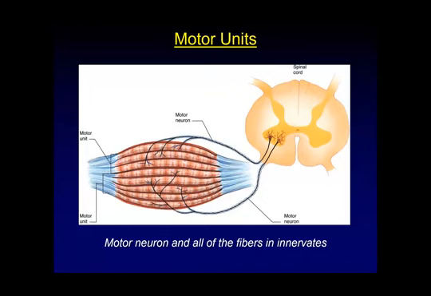Let's do an example. My folks in the very back row, my three guys, can you all stand up? What are your names? Dylan. Jamie. And Brittany. Okay. You guys are a motor unit.